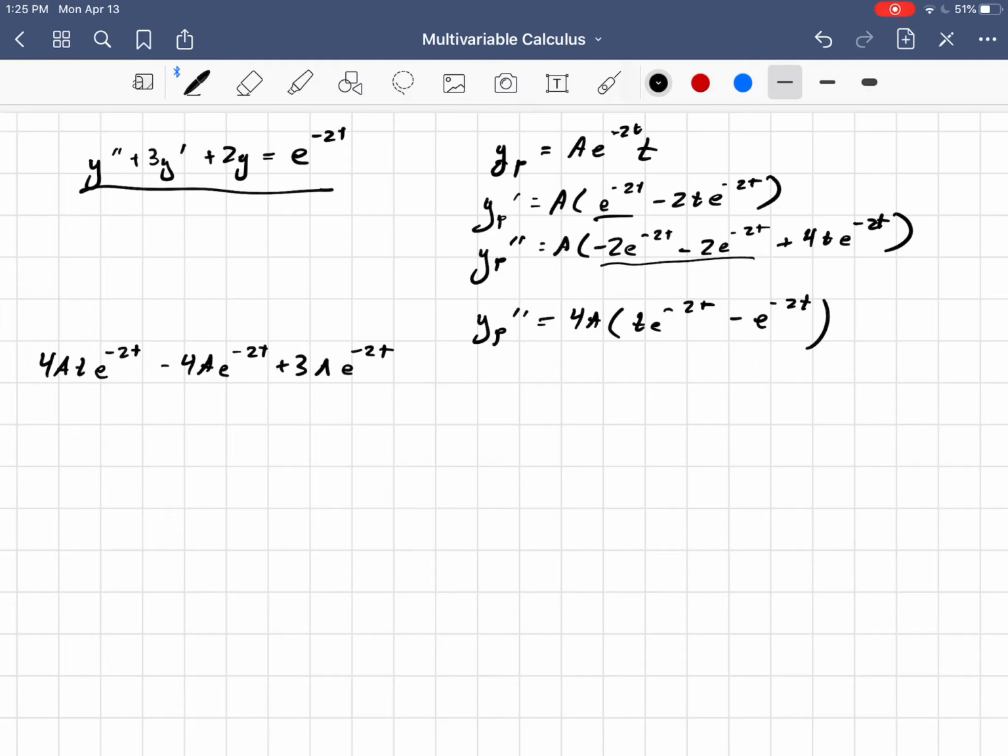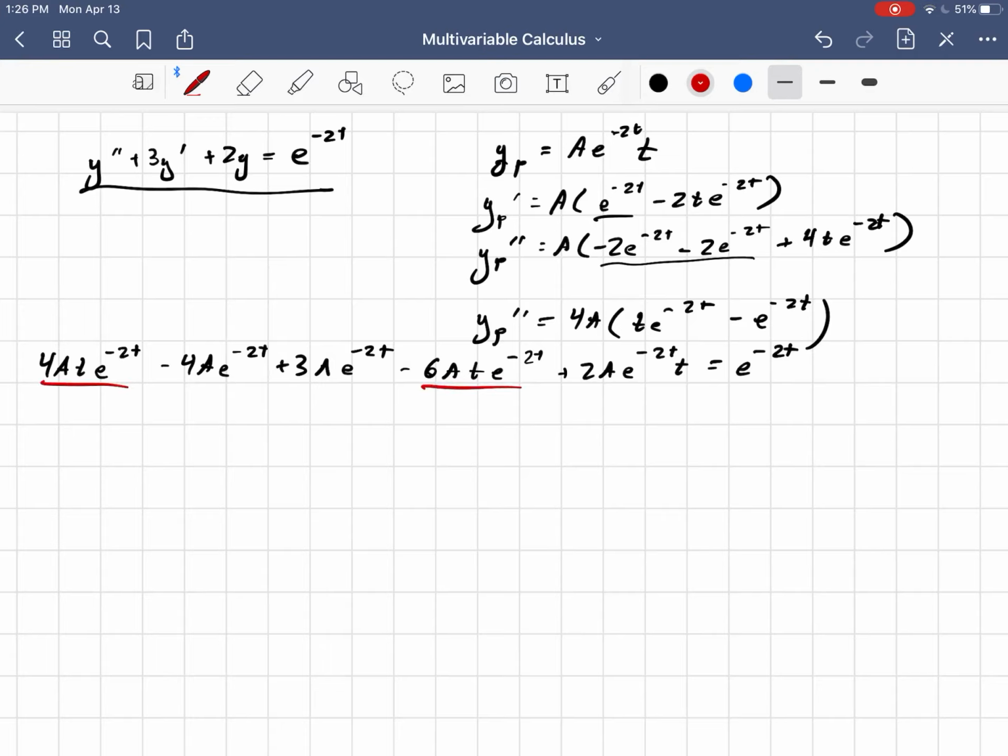Now we plug in 3 times y prime. That's plus 3a e to the negative 2t minus 6a t e to the negative 2t. Now we plug in 2 times y, which is plus 2a e to the negative 2t times t, and that has to be equal to e to the negative 2t.